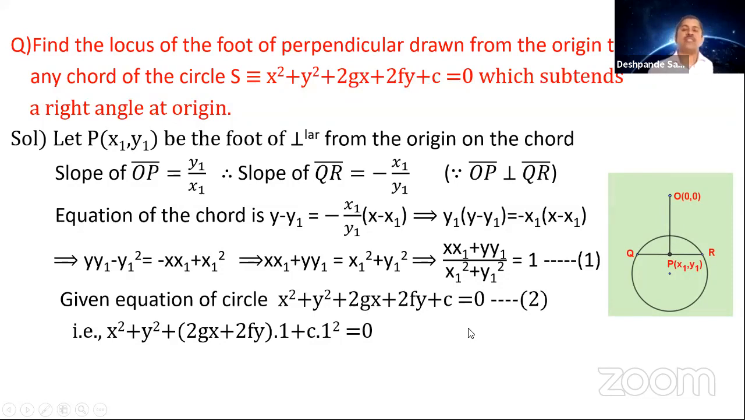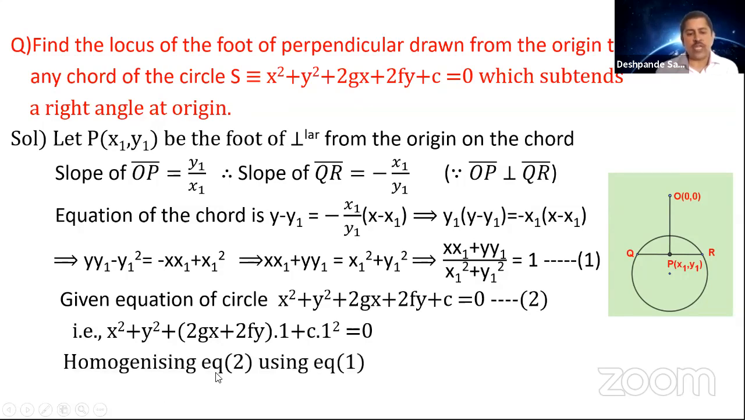So what do you mean by a homogeneous equation? The degree of all the terms will be the same, right? If the degree is 2 here, every time the degree will be 2. If the degree is 3, every time the degree will be 3. If degree is 1, every term's degree is going to be 1. Okay, so you are going to have the homogeneous equation. So here degree is 2, here degree is 2. So everywhere the degree should be the same, 2. So that is the step you are going to do: homogenizing equation 2 using equation 1.